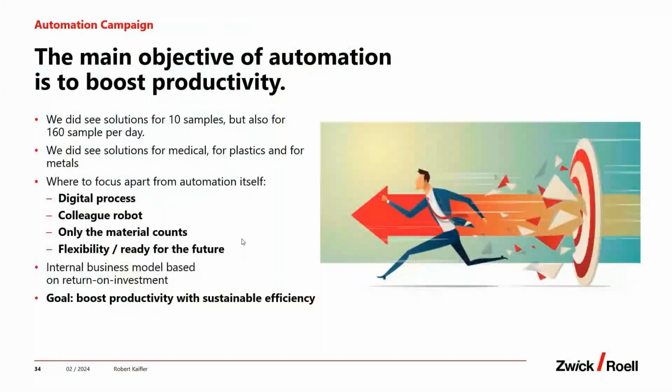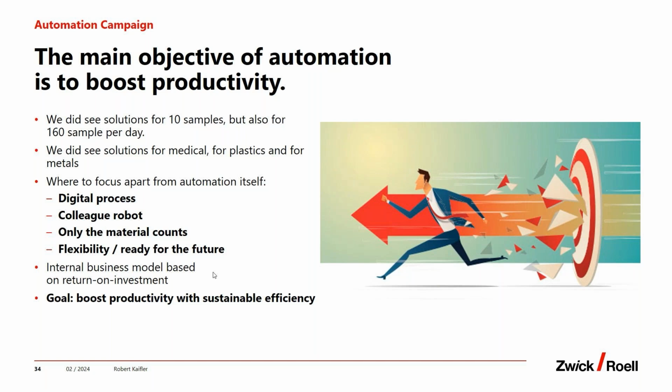Okay, what is the summary of this presentation? The main objective of automation is to boost productivity, which means we want to get more productive. So we did see solutions for 10 samples like the Alex, but also for 160 samples per day, or with this robot arm, this roboTest P or KUKA robot, you can go up to 500 samples per day. We did see solutions for medical, plastics, and metal.